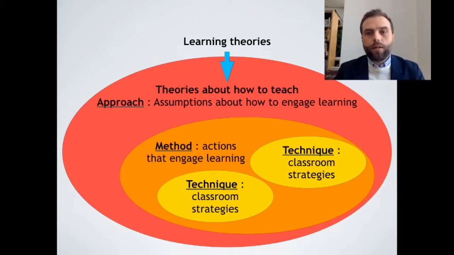And then you can see in the smaller yellow circles, techniques. There can be different methods for the same approach. There can also be different techniques for the same method, so one method might have a range of techniques. Techniques are classroom strategies, very specific things that we do in the classroom. So you can see from this general overview how these things fit together. Theories about learning influence approaches to teaching. That becomes a method, which is a series of actions, and then within a method you might have various techniques.